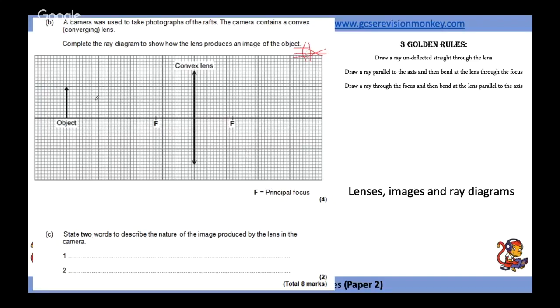So draw one ray straight through the middle of the lens. The next one goes parallel to the axis and then bends at the lens through the focus on this side. So parallel to the lens through the focus. Okay, should I need to, I can draw one on this side as well. So through this focus on this side, then parallel. And I'm going to see that my image is where the rays cross. Okay, so I'm going to keep the base of the object on the axis, and then I'm just going to draw the top of the object, just like the light comes from the top of the object here, that light is going to be at the top of the image there.